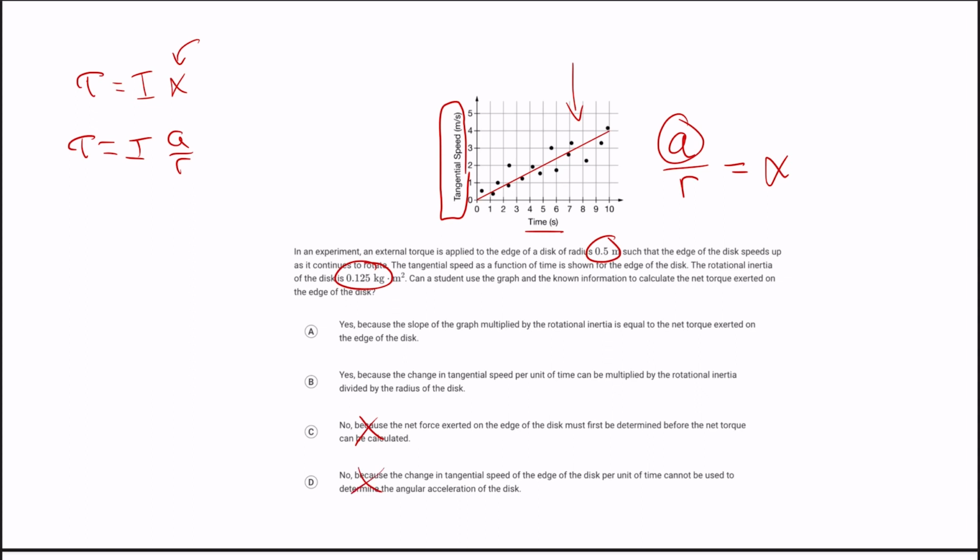So I'm going to cross out C and D because those say no, we cannot find torque. But let's see what the difference between A and B is. A says the slope of the graph multiplied by the rotational inertia is equal to the net torque. That's not true because the slope of the graph is linear acceleration. We would need it to be angular acceleration if we wanted to just multiply it by a moment of inertia. So A is not correct. That means B is the correct answer, but let's read it to double check. Because the change in tangential speed per unit of time can be multiplied by the rotational inertia and then divided by radius. Okay, so that's exactly what we have going on here. We're going to multiply that slope by a moment of inertia and divide by radius to get the torque. All right, guys, let's move on.